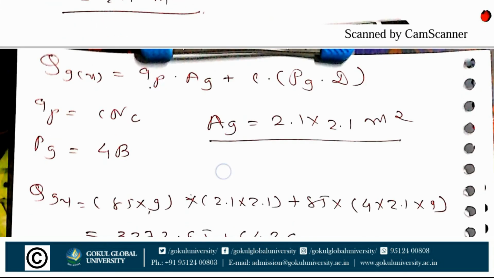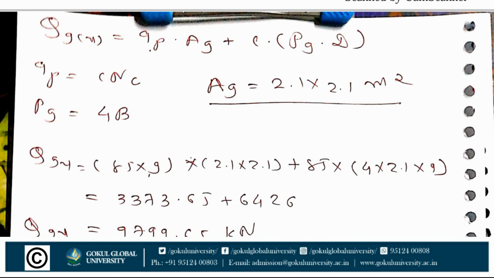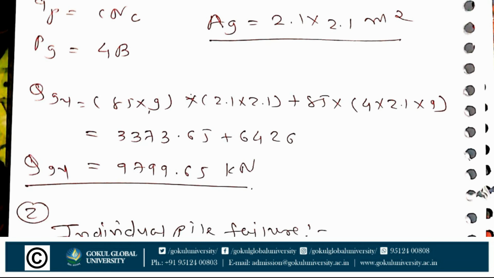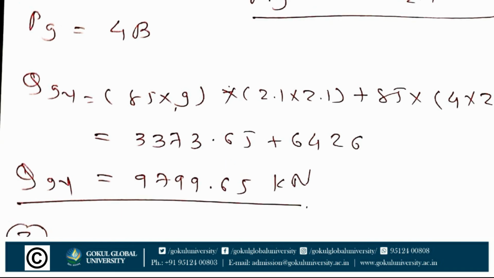And this is the equation for block failure. QGU is equal to QP into AG plus C into PG into D. QP is equal to C NC, AG area of group is equal to B into B meter square, so 2.1 into 2.1 meter square. And PG, perimeter of group, is equal to 4 into B. So this value is put in the equation and we will get the value of block failure. What is the block failure capacity of the pile group? It is 9799.65 kilonewton.